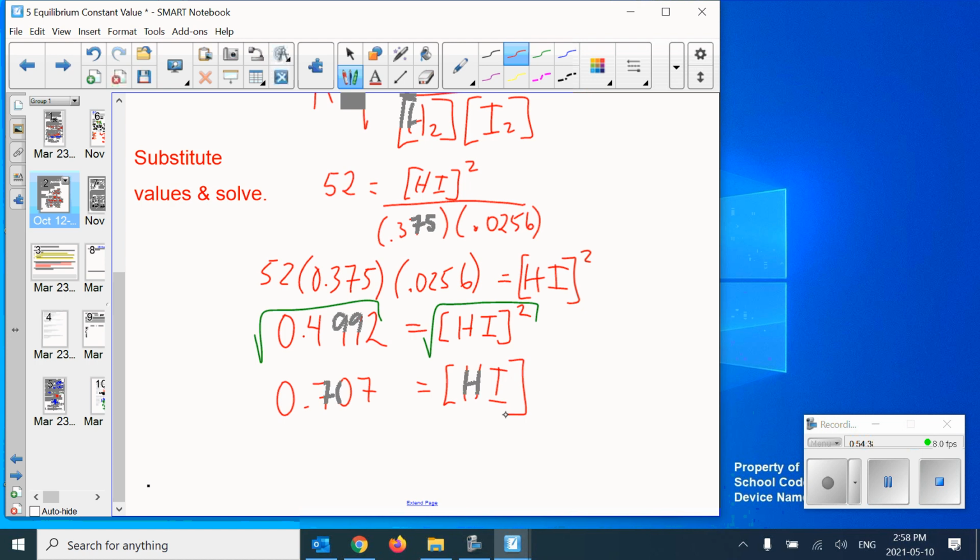So why? It's a concentration. It needs a unit. What's the unit of concentration? Moles per liter. We can either put mol over L, or else a big M. It's the same thing, going back to the start of the class where we talked about it.